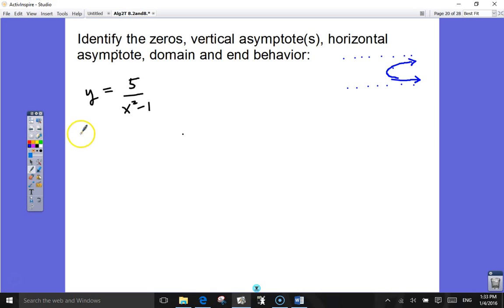Okay, let's start with zeros. How do you find the zeros again? The zeros of the function are the zeros of the numerator. What are the zeros of the numerator in this case? Can that numerator ever equal 0? What is the value of that numerator? It's 5, no matter what. There are no zeros. Is there any variable you could plug in for? No. So you say none.